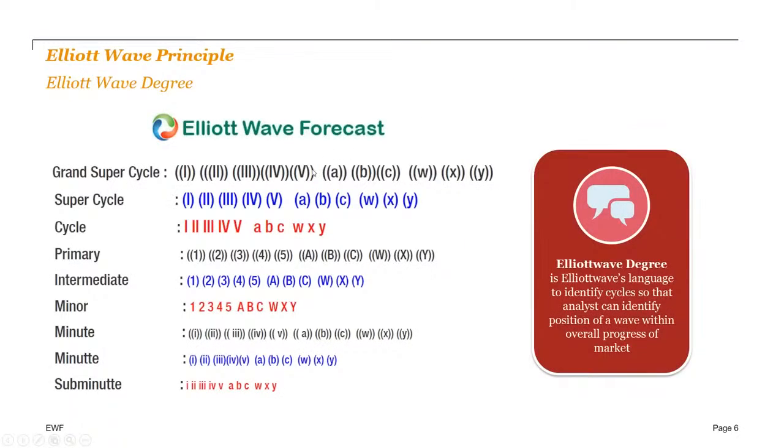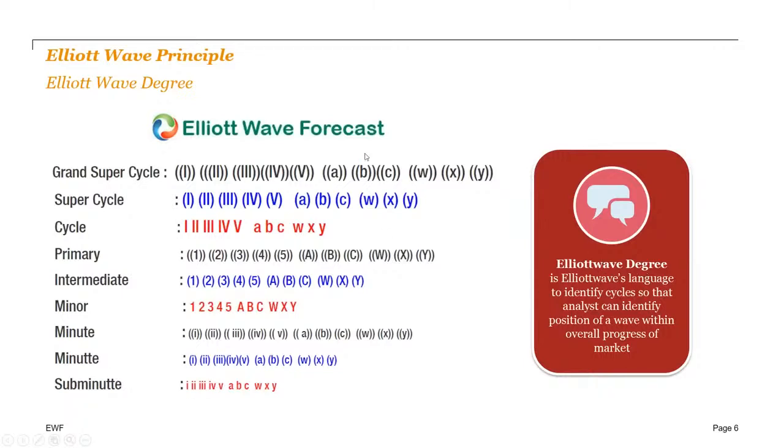Now this is very, very important, guys. This is called the Elliott Wave degree. Originally in his book, Elliott identified different degrees, 1, 2, 3, 4, 5, 6, 7, 8, 9. So 9 different degrees or cycles. Okay, and each one of them is labeled slightly different, right? This is our way to identify.